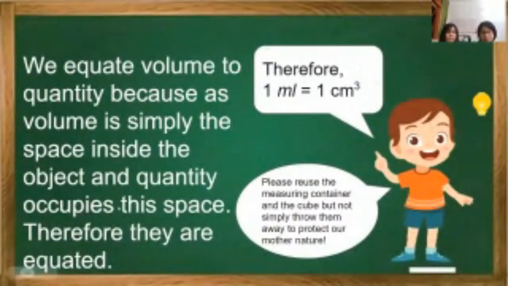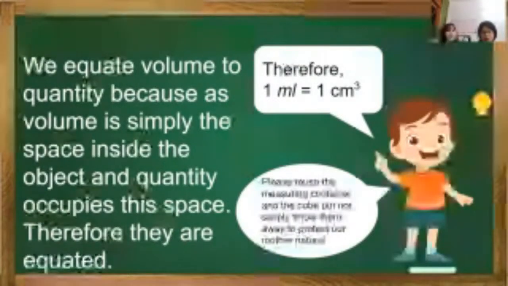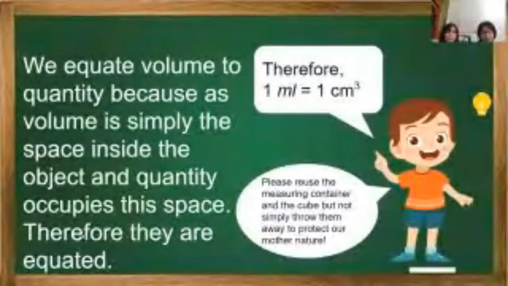And here is an explanation of why it is so. We can equate volume to quantity because volume is simply the space inside the object and the liquid occupies the space. Therefore, they can be equated. And students are also reminded to reuse the measuring container as well as the cube after the experiment and not simply throw them away. This is to protect our Mother Nature.